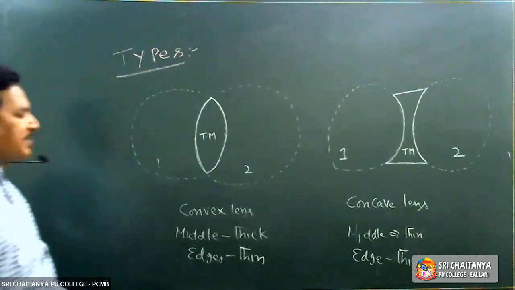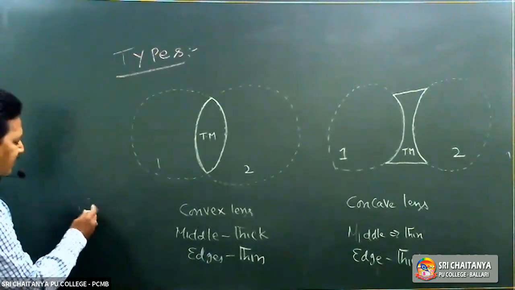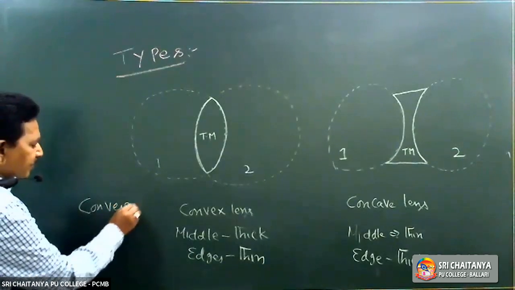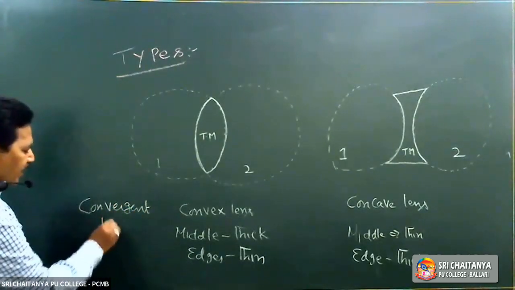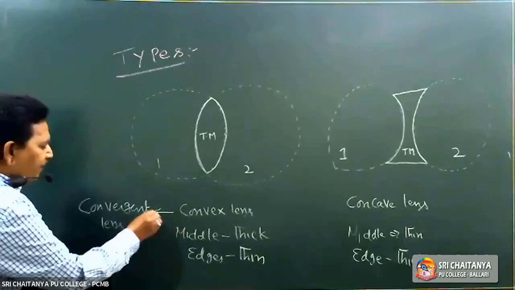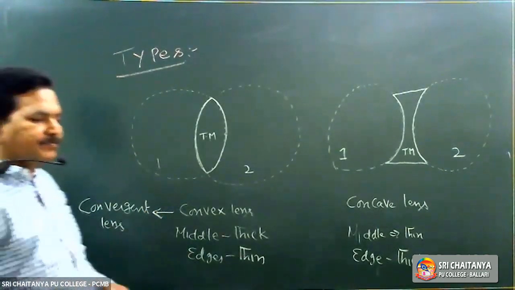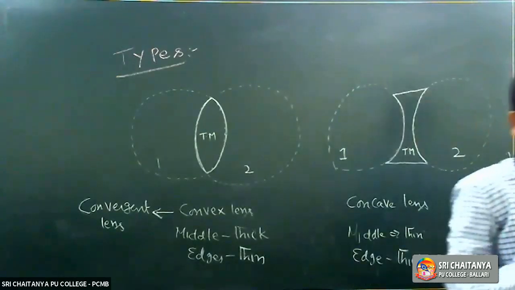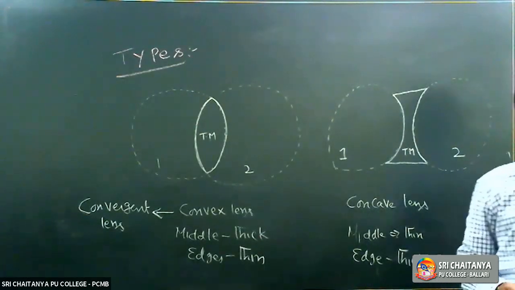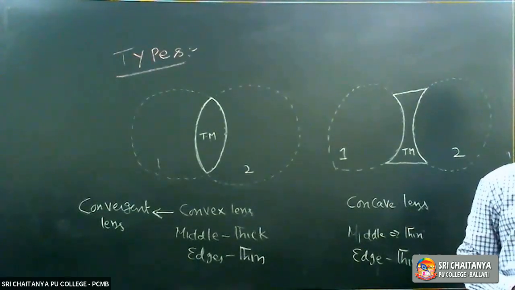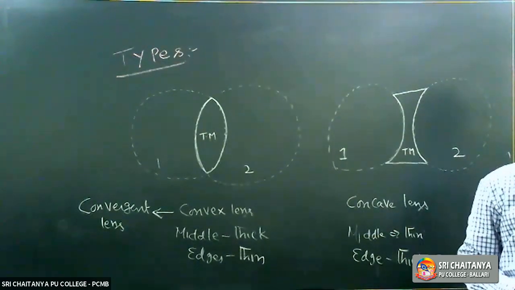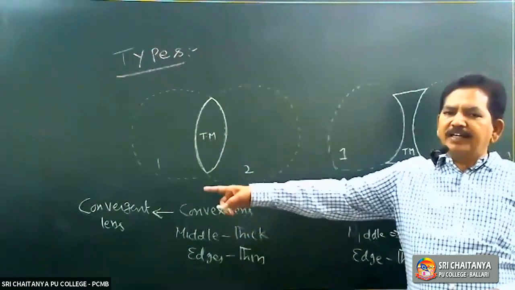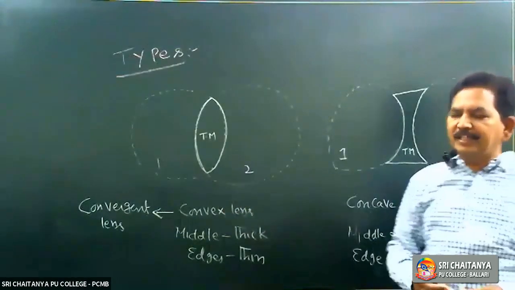The convex lens is the convergent lens. Why is it called a convergent lens? After refraction, the light rays really meet at a point. They coincide at a point. That's why the convex lens is called a convergent lens.